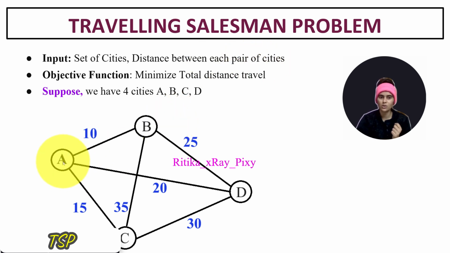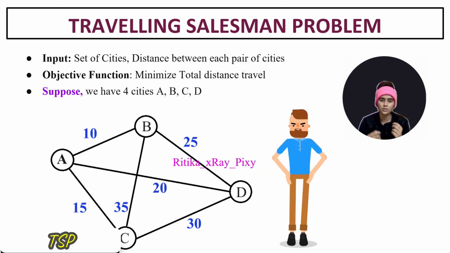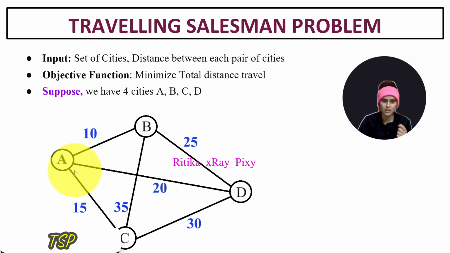For simplicity, suppose we have 4 cities A, B, C and D. Then we have the distance between each pair of cities. You can see distance from A to B is 10, B to C 35, C to D is 30, A to D is 20, and so on. So the goal is to find the optimal order in which the salesman visits the cities and then returns to the start city, and the total distance should be minimum.